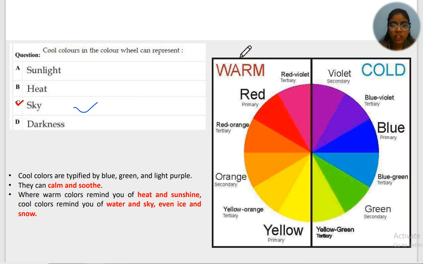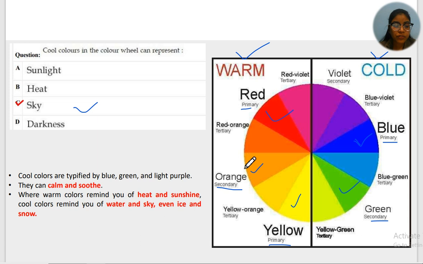They have divided the whole color wheel into two parts. The first part is the warm part and the second part is the cold part. In the warm part, you have colors like red, orange and yellow. These three colors are lying in the warm part. If we talk about the cold part, we have blue and green, primary and secondary. Here we have primary red, secondary orange and primary yellow in the warm colors.